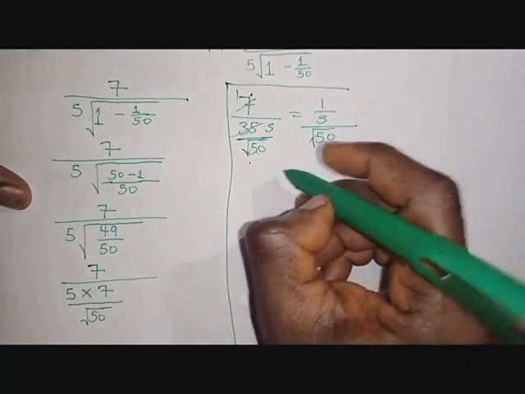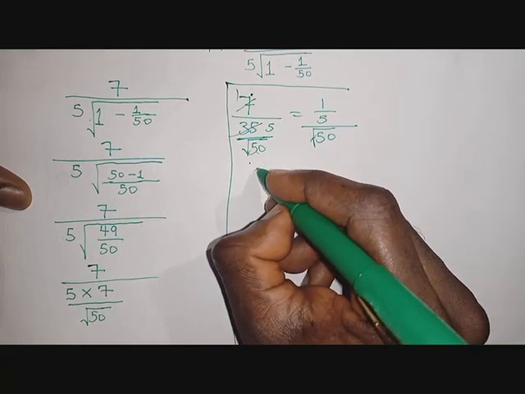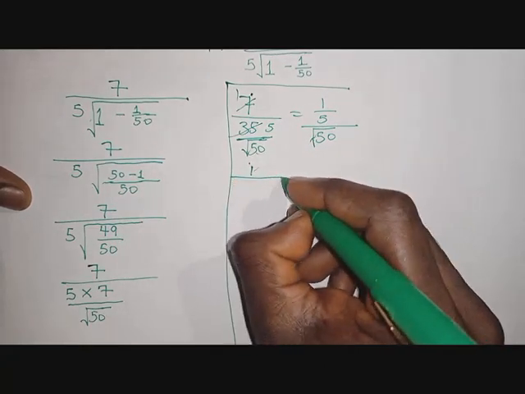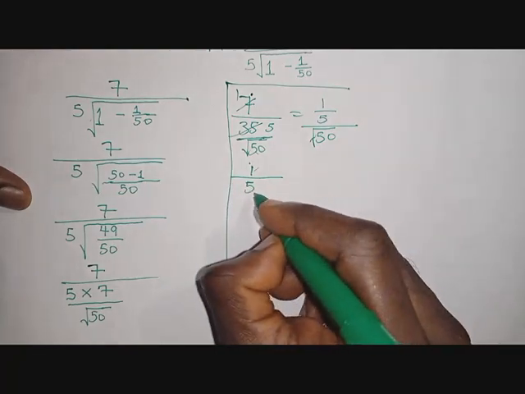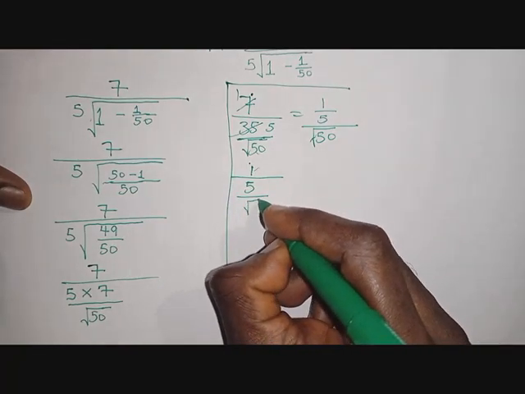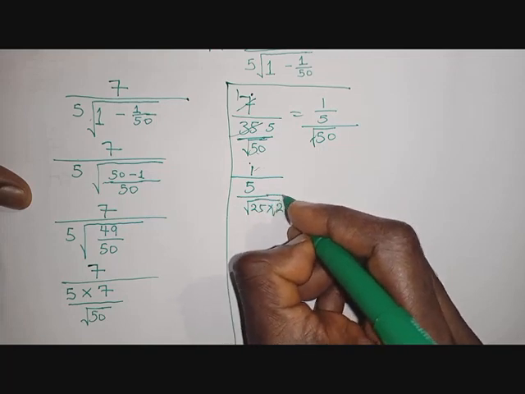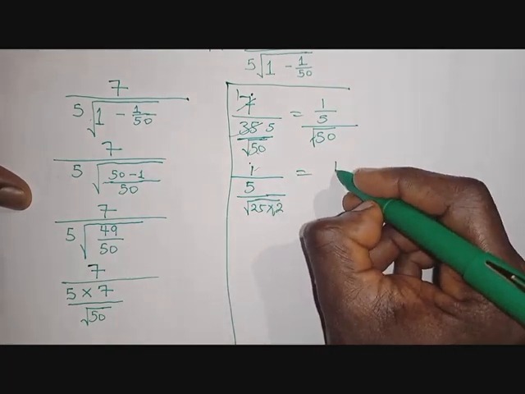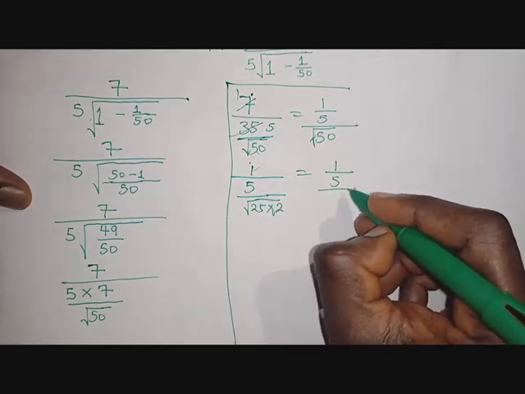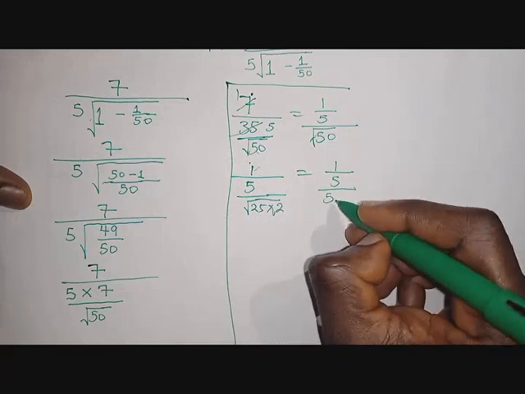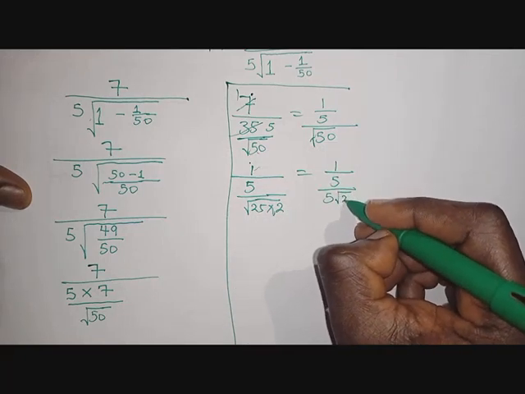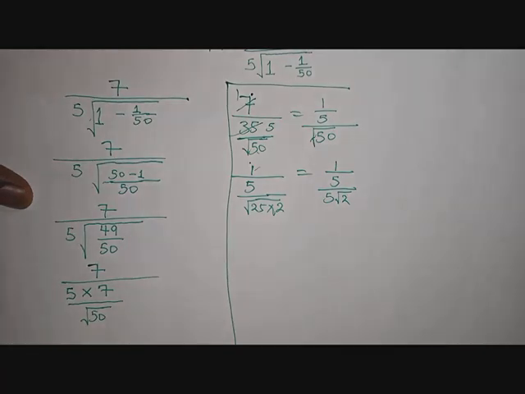Now remember, root 50 can be broken down to root 25 times 2. So this becomes 1 over 5 root 25 times 2. The square root of 25 is 5, so it's going to be 5 root 2.